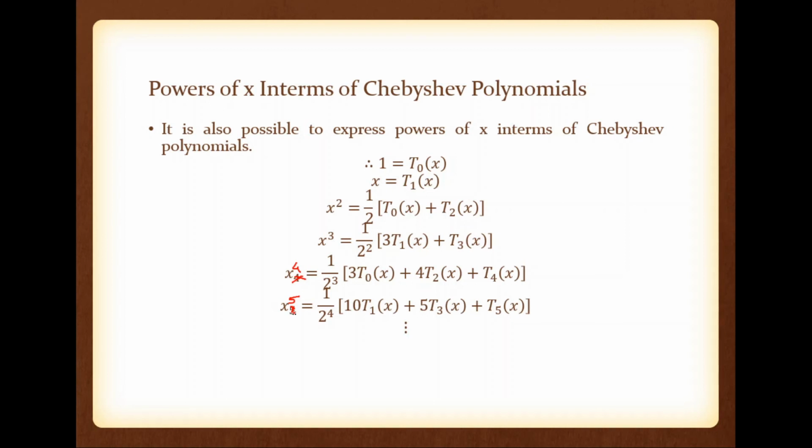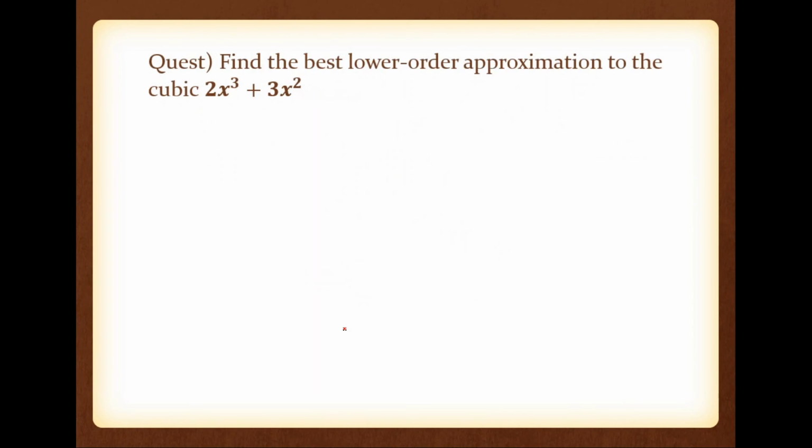So now we are going to discuss the applications of Chebyshev polynomials. The question is, find the best lower order approximation to the cubic 2x raised to 3 plus 3x square. 2x cubed is equal to 2 into 1 by 2 square into 3 T1 of x plus T3 of x, plus 3x square. Am I correct?